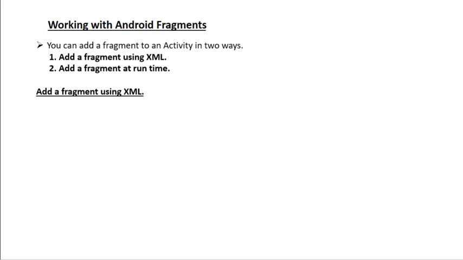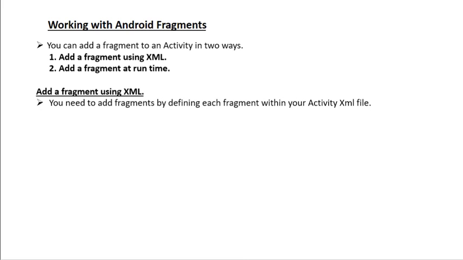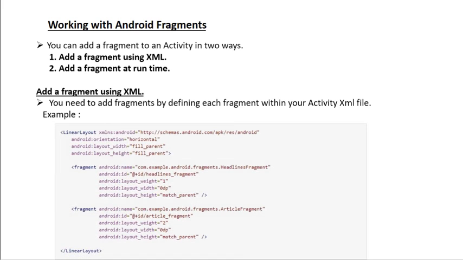First, we can learn how to add a fragment using XML. You need to add a fragment by defining each fragment within your activity XML file. Here is a simple example. This is a layout that contains two fragments. If you want to add a fragment using XML, you need to specify an element called fragment in your layout file. Here, the name attribute indicates the class corresponding to that fragment. The first class name is HeadlineFragment, which is the class corresponding to the first fragment.